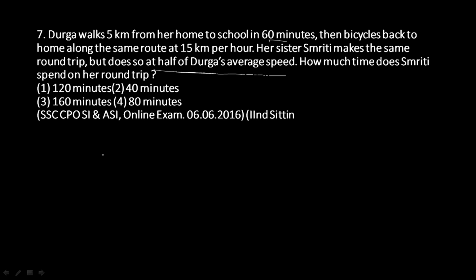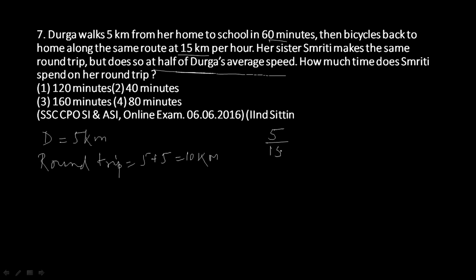So in the first case, it says 5 km from her home to school, which means this distance is 5 km. So the round trip distance is 5 plus 5, 10 km, right? And it says she bicycles back home at 15 km per hour. So in the returning case, the total distance is 5 km and the speed is 15 km per hour. So the total time taken is 1 by 3 hour. Clear? So what's the average speed of Durga?